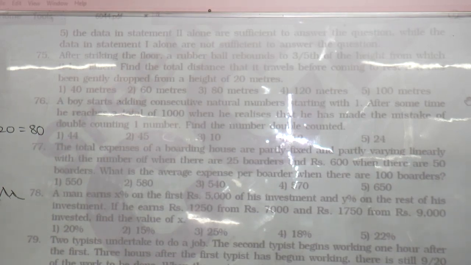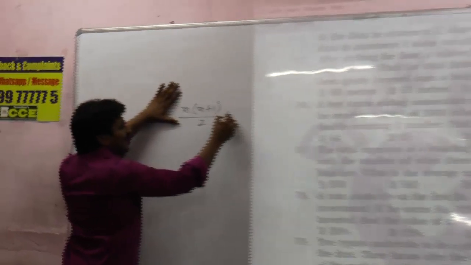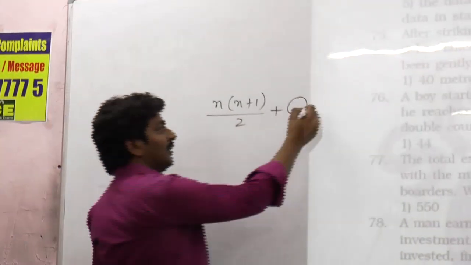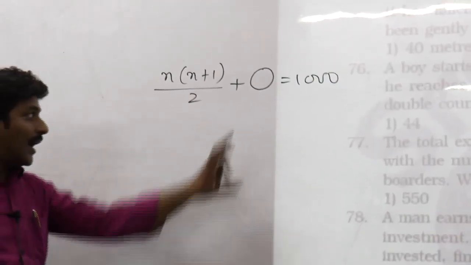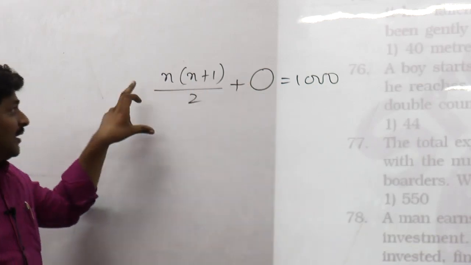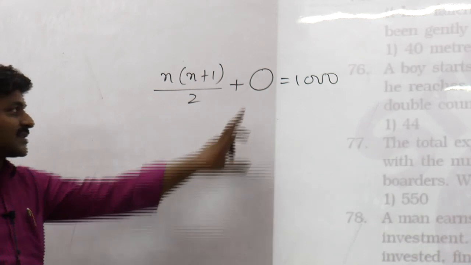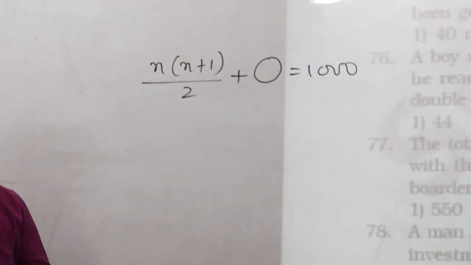See, when he is adding consecutive numbers, that is the sum of natural numbers, right? That will be n into n plus 1 by 2. Am I right? So n into n plus 1 by 2 plus some number, I don't know that, gives you 1000. And this number must be between 1 to n. You're asked about the number which was double counted. Let me go for options.